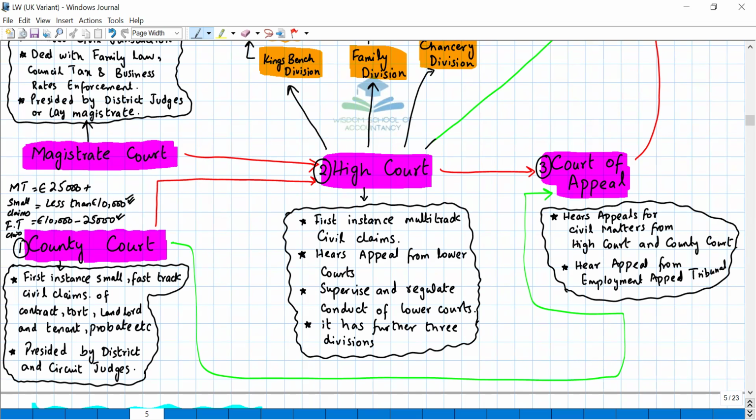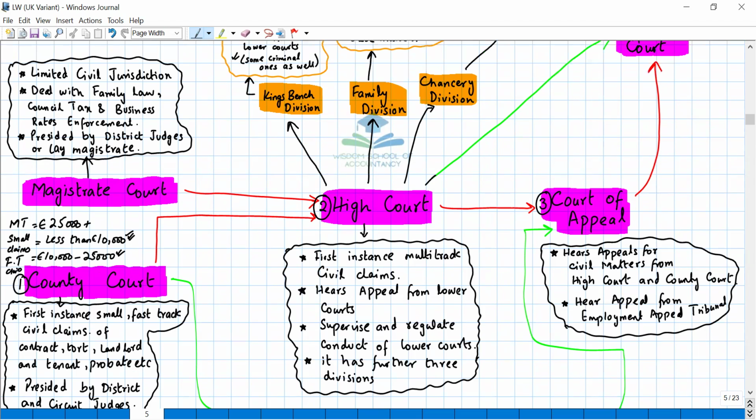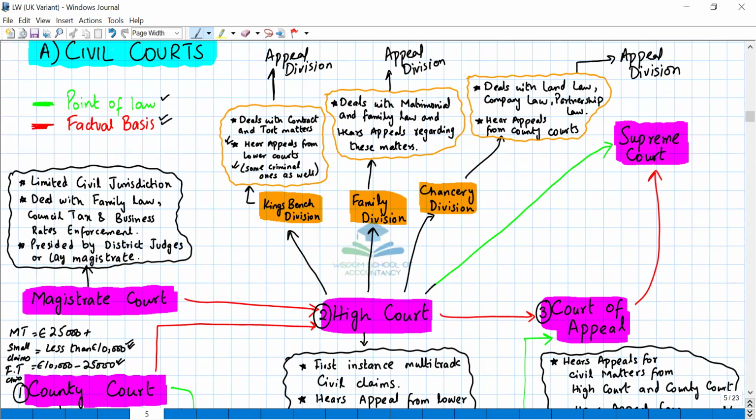So, if someone is not satisfied with the decision of the county court and magistrate court, they can make an appeal to the High Court, and High Court will hear those appeals as well. It supervises and regulates conduct of lower courts as well. The High Court supervises the lower courts and in what manner they should be run. It has further three divisions: King's Bench Division, Family Division, and Chancery Division.